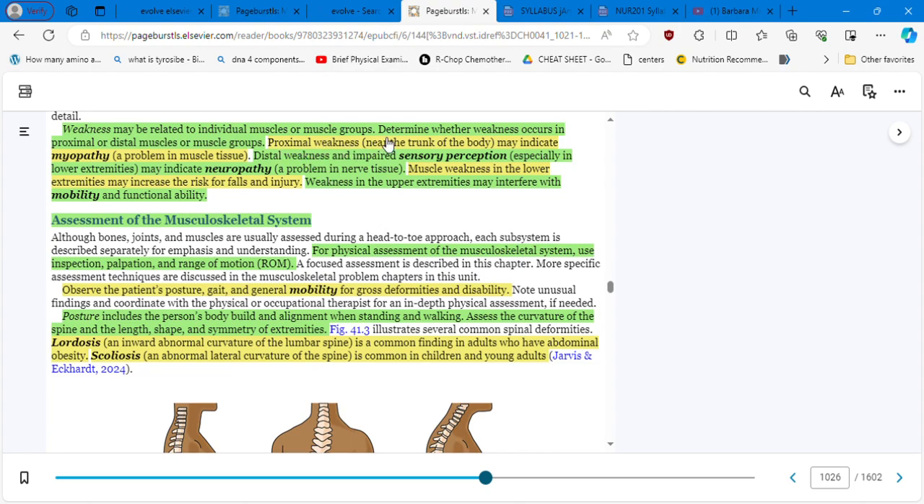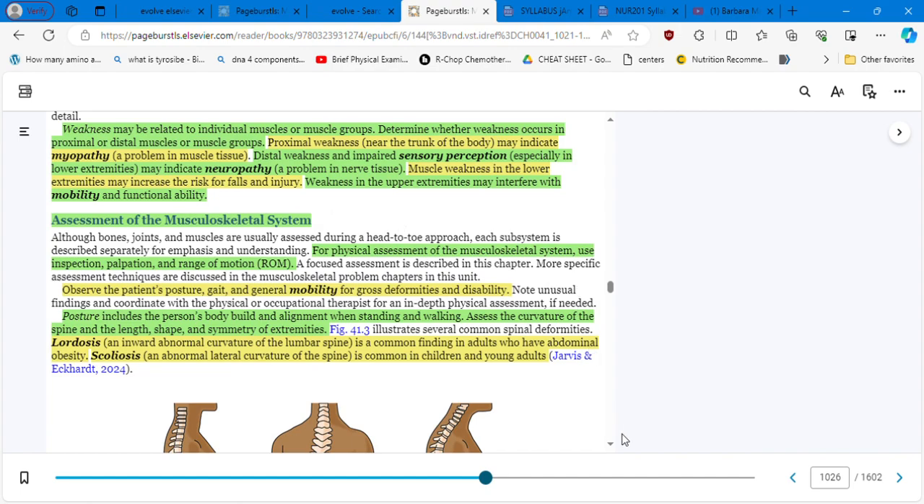Proximal weakness near the trunk of the body may indicate myopathy, a problem with muscle tissue. So proximal weakness. Distal weakness and impaired sensory perception, especially in the lower extremity, may indicate neuropathy, a problem with nerve tissue, your diabetic patients. Muscle weakness in the lower extremities may indicate the risk for fall and injury. Weakness in the upper extremities may interfere with mobility and functional ability.